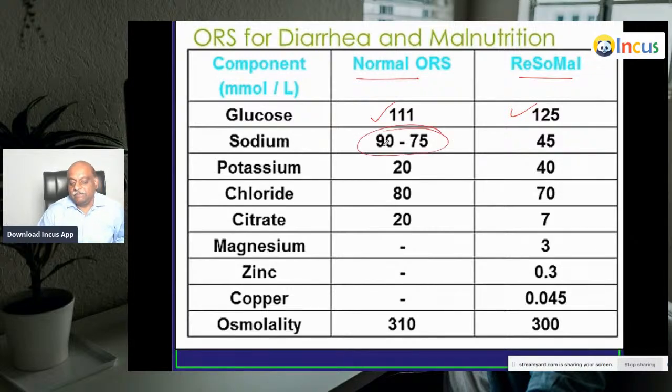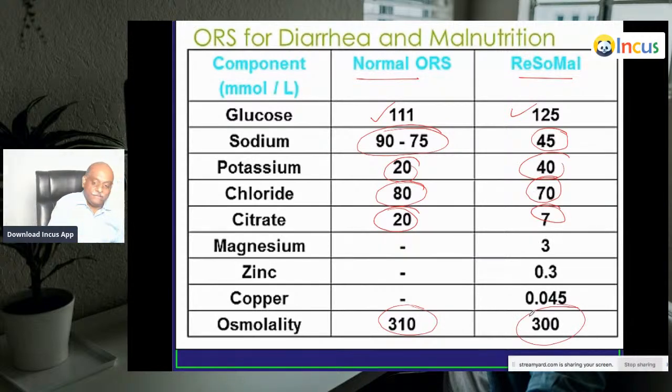So 75 to 90 millimoles per liter sodium, normal ORS, but resomal 45 only. Potassium 20 normal ORS, but 14 resomal. Chloride 18 normal ORS, 17 resomal. Citrate 20 normal ORS, 7 in the resomal. 310 is the normal ORS, 300 is the osmolarity of the resomal, is what you need to remember.